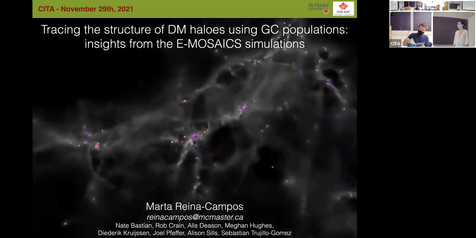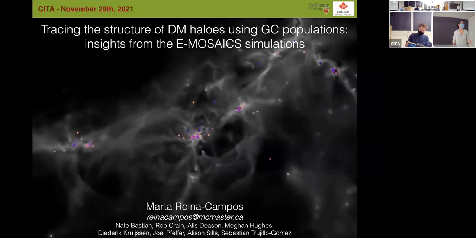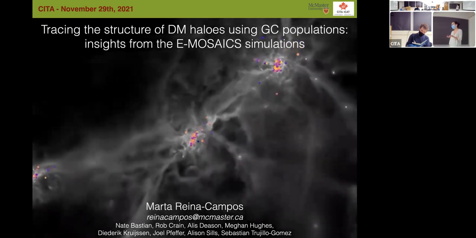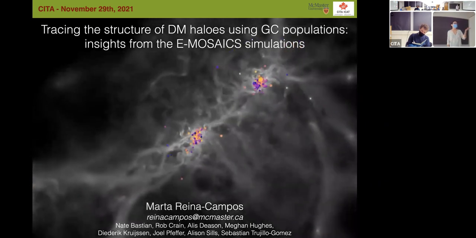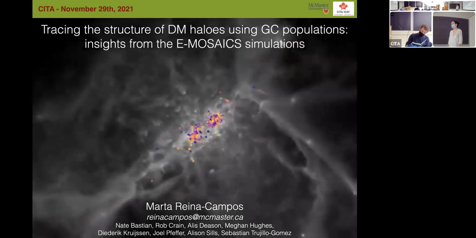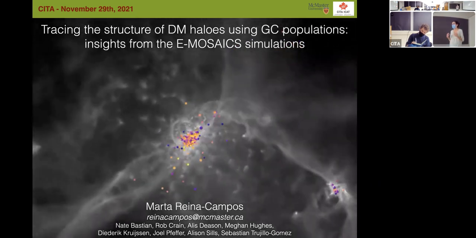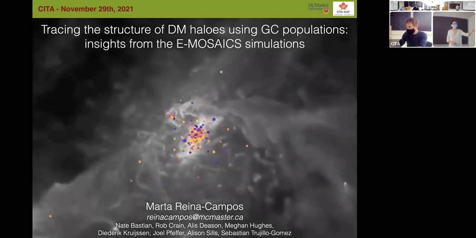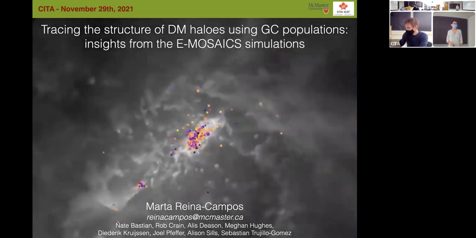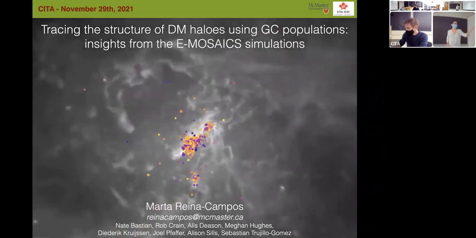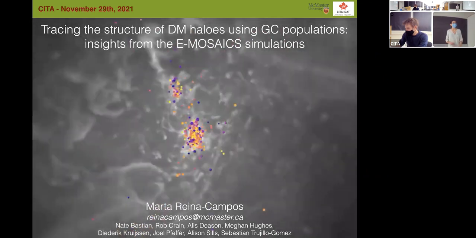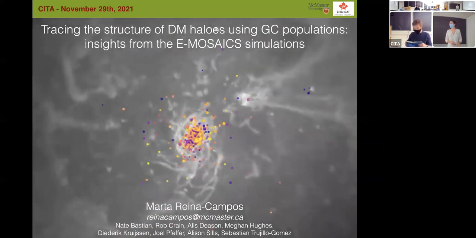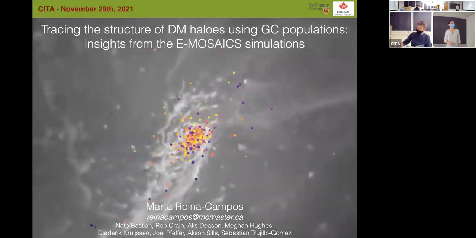Today, I want to talk about how we think we can trace the structure of dark matter halos using globular cluster populations. And in order to study this topic, I'll make use of a suite of simulations that come from the eMosaics project, where we are modeling the formation and evolution of stellar clusters alongside their host galaxies, as you can see in the movie that is playing in the background of this slide, which corresponds to the assembly of a Milky Way mass galaxy with the gray color bar corresponding to the gas density and all the colored dots being the stellar clusters that are forming and assembling over cosmic time.